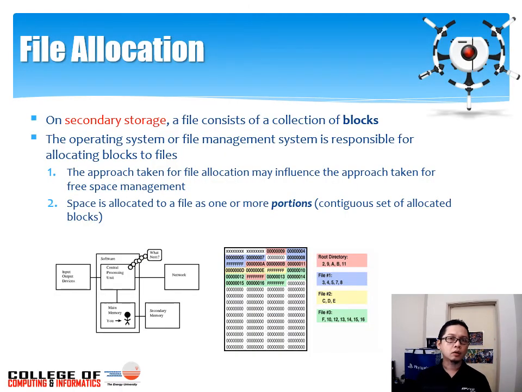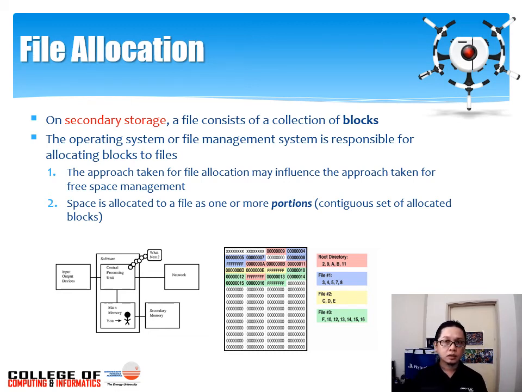Basically, on the secondary storage, we have blocks of memory. Just like you have blocks of memory in the main memory, the secondary memory is also the same thing. Files are stored in blocks. So the allocation of blocks that can be used for files is given to the files whenever they need to be stored on the secondary storage.